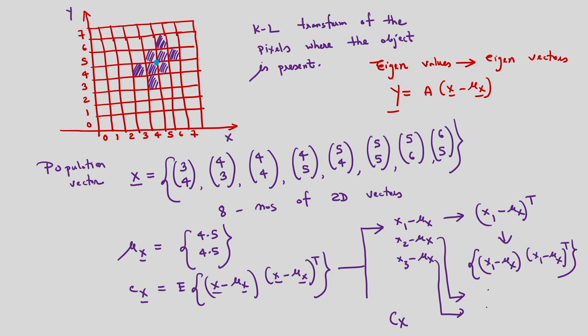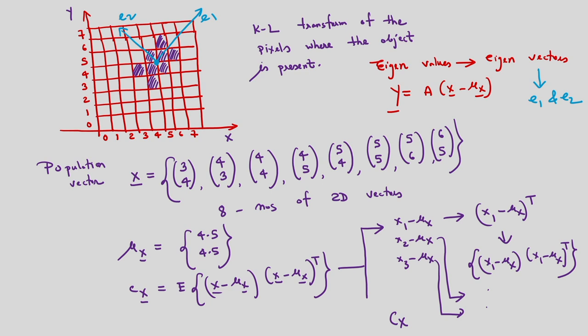Suppose this is the origin. The origin is located at the centroid of the object, and the axes will be parallel to the direction of the eigenvectors. Corresponding to this problem, I have two eigenvectors, one is e1 and another one is e2. So the origin of the new coordinate system is located at the centroid of the object, and the axes will be parallel to the direction of the eigenvectors. You can see I am getting a new coordinate system, and these are the axes, e1 and e2, the eigenvectors.